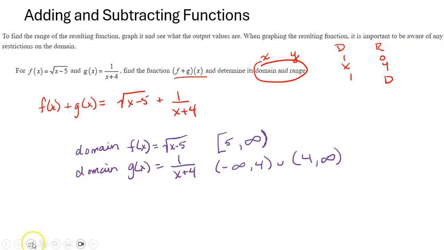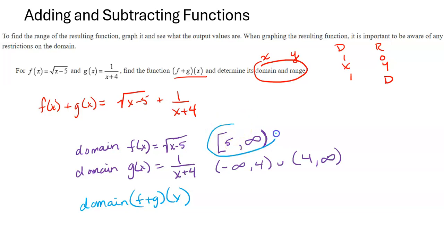So knowing that, the domain for f plus g of x is going to be the most stringent, which is this one. So this is equal to 5 to infinity, which also rules out 4. It starts at 5. That's the domain. Let me erase this and do range.